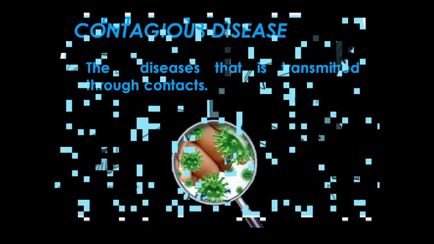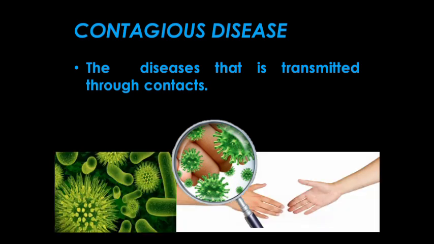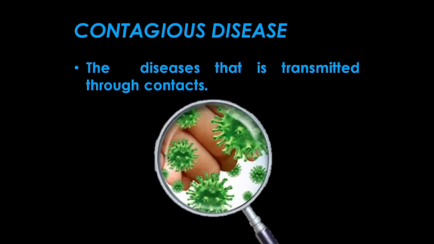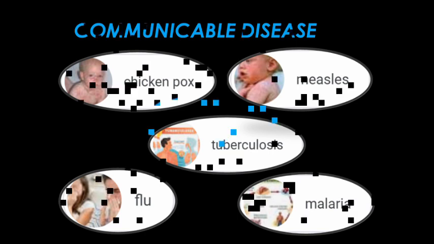So what are contagious diseases? The diseases that are transmitted through contact are termed as contagious diseases, like sexually transmitted diseases and scabies. What are communicable diseases? The diseases that are caused because of infectious agents or their toxic products. These infectious agents or their toxic products are transmitted directly or indirectly through an infected person or through infected animals to a susceptible host.